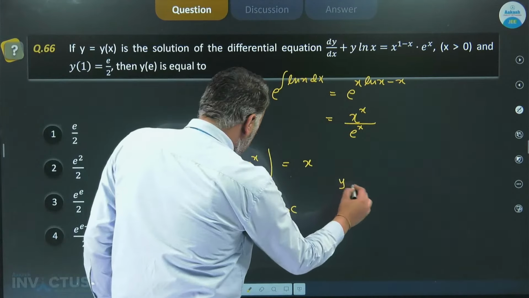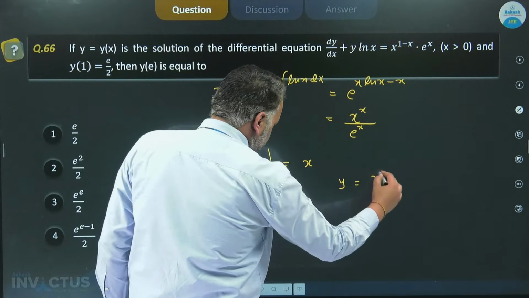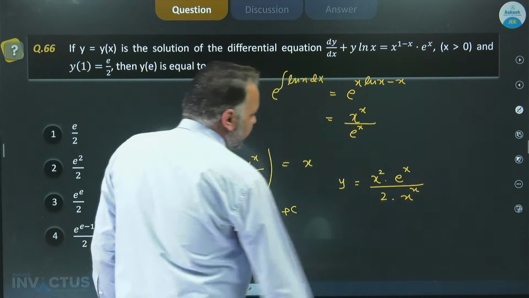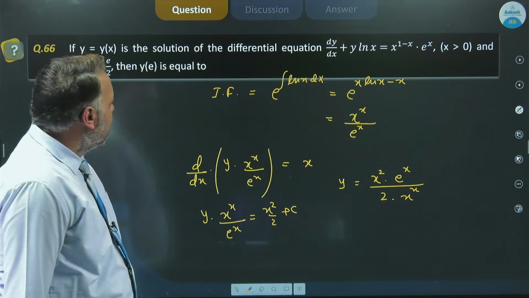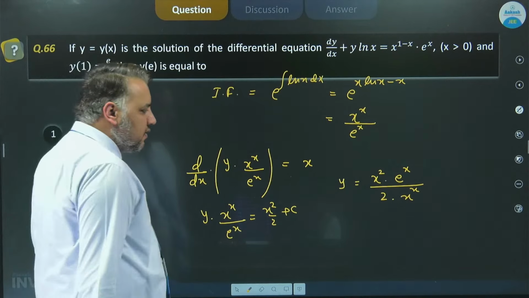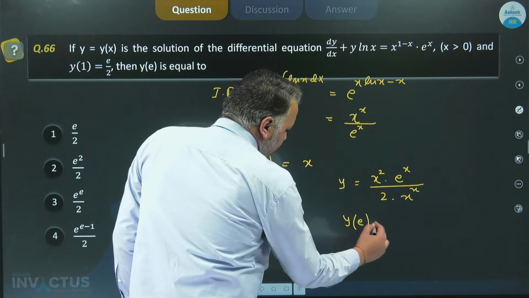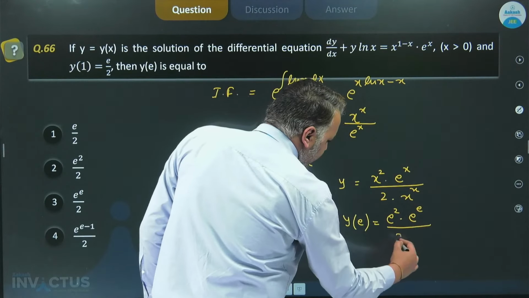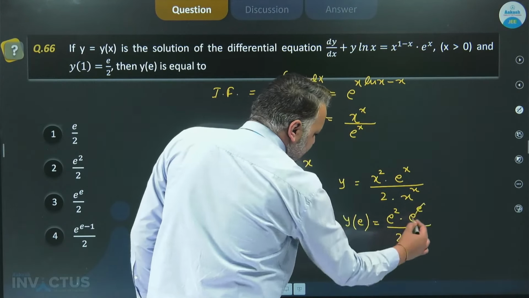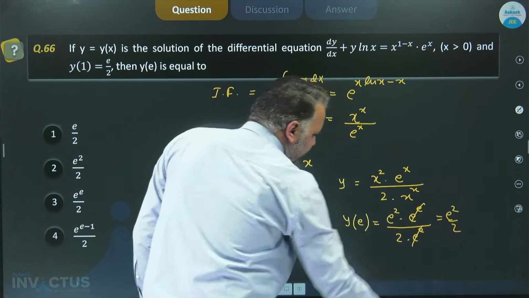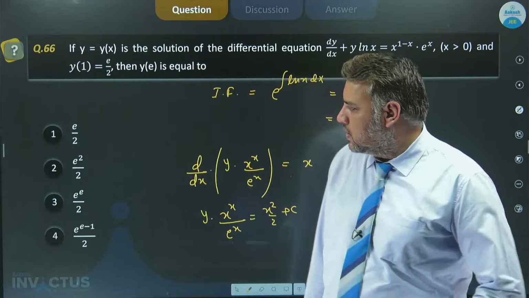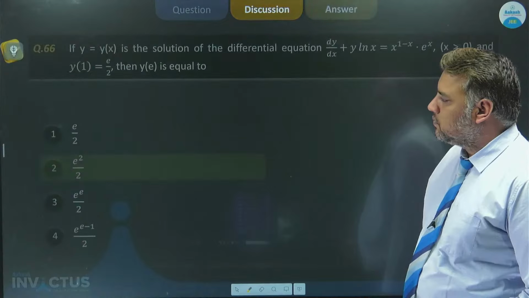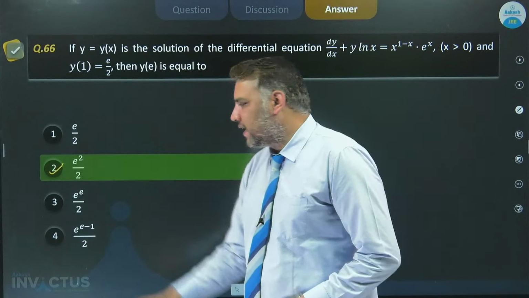So finally, y will be equal to x square into e power x divided by 2 x power x. This is y of x. We have to comment on y of e. Now put x is equal to e, then y of e will be e square into e power e divided by 2 e power e. So this will be cancelled out. So the final answer must be e square by 2. Let's check. So option 2 must be the correct answer. Option 2 is the correct answer.